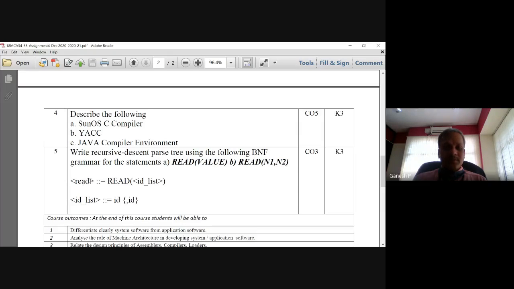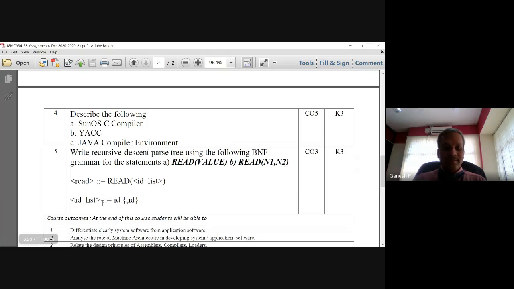Why? Because the first one is read ID list. What is ID list? ID list can be an ID followed by another ID. If you remember, in our example discussed in the class, there was an R symbol. Anybody observe this? ID list was R, ID list comma ID. That was the grammar we had. I have removed that just to see how you will understand this now.